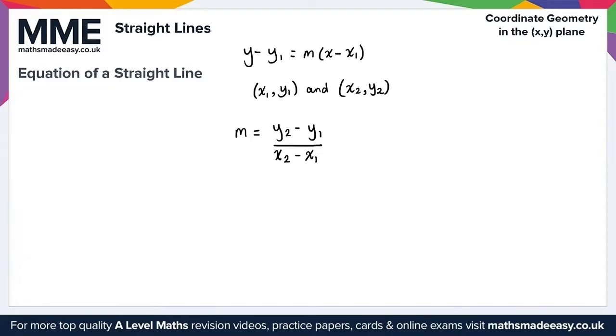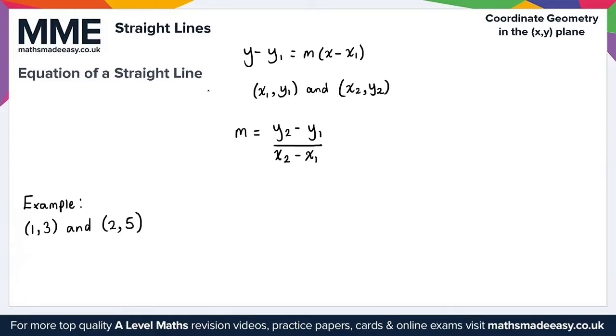Now let's just discuss a quick example. If we want to find the equation of the straight line through these 2 points, say 1, 3 and 2, 5, what would we do first? Well, first we're going to simply calculate the gradient.